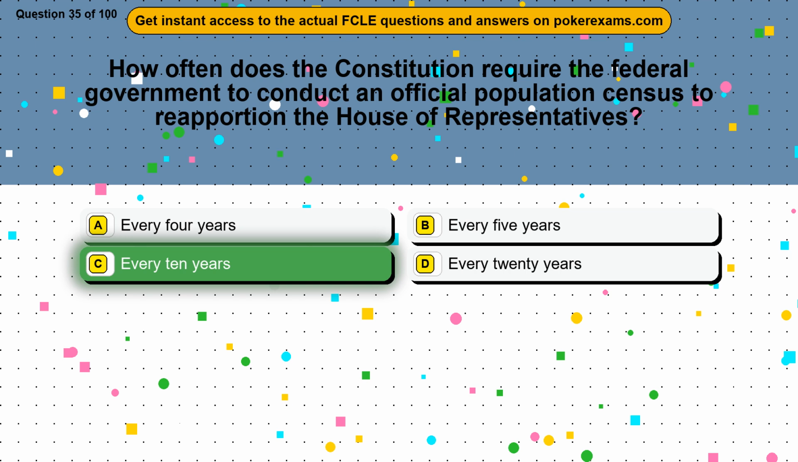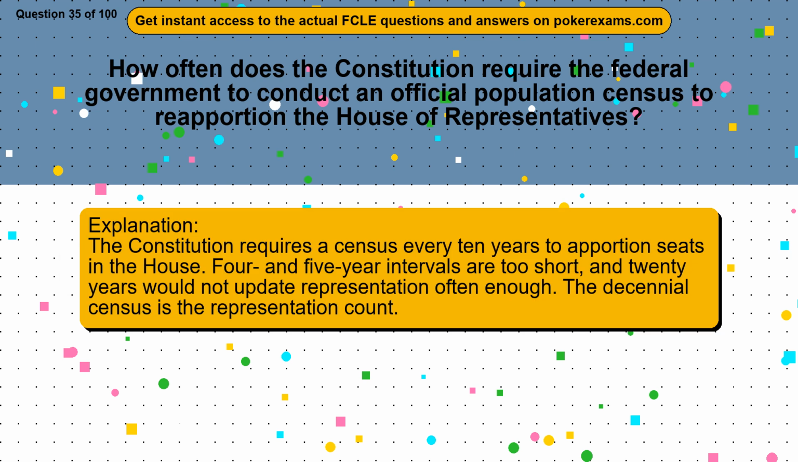Every 10 years. The Constitution requires a census every 10 years to apportion seats in the House. Four- and 5-year intervals are too short, and 20 years would not update representation often enough. The decennial census is the representation count.